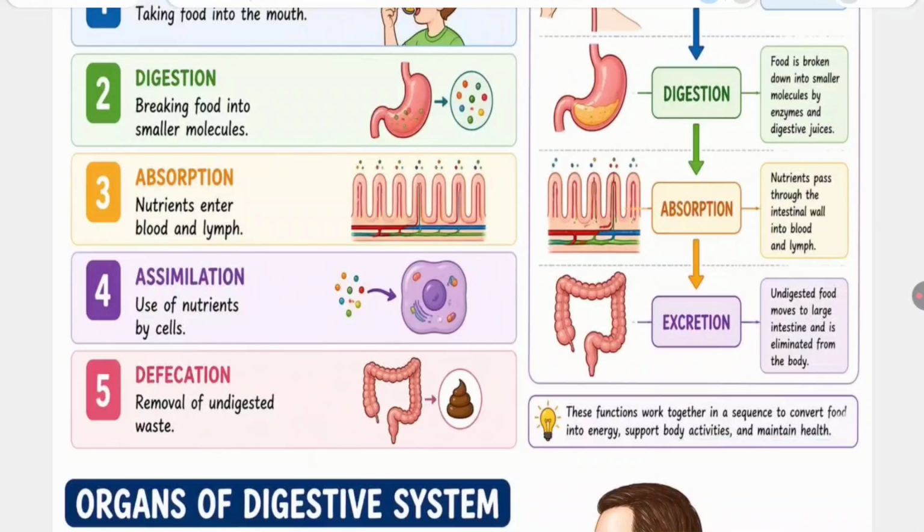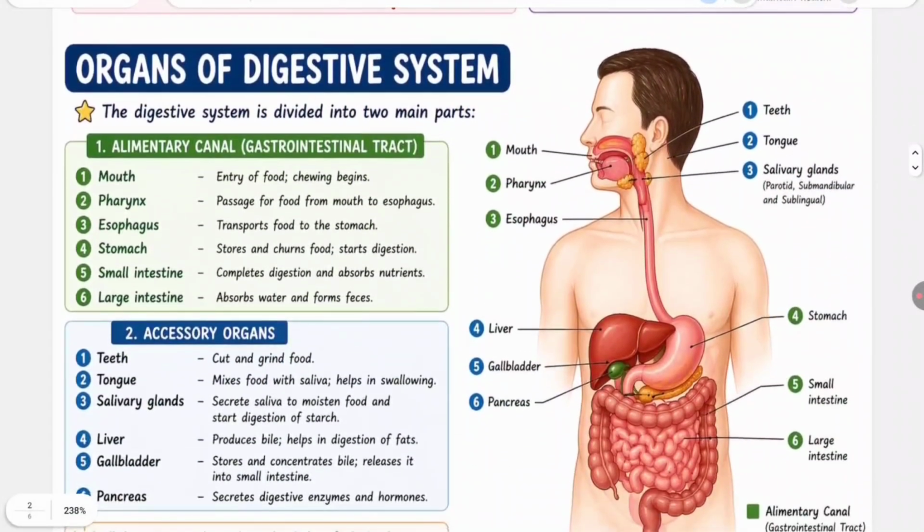Okay. Next we will discuss the organs of the digestive system. Which are the organs involved in the digestive system? Here you can see the digestive system is divided into two main parts. First is the alimentary canal, another name for which is the gastrointestinal tract. Both names are right, alimentary canal or gastrointestinal tract.